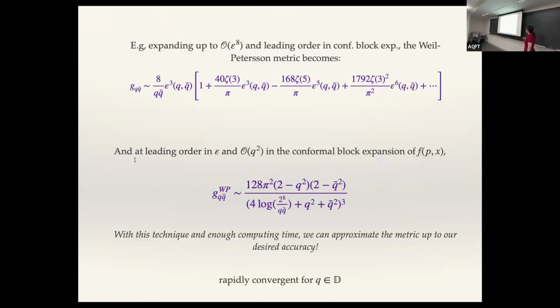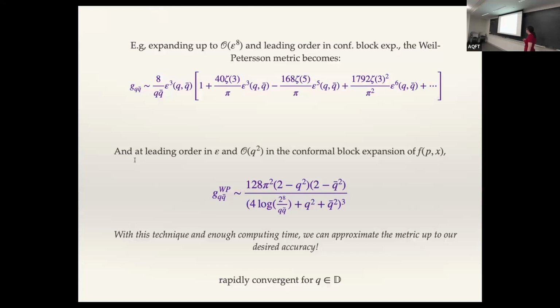And so if we take just the leading order in the conformal block expansion, we get an expansion for the Weil-Petersson metric in terms of this epsilon. And then if we pick the next to leading order expansion in the Q expansion and keep, say, the leading order in epsilon, we get another expression for the metric. And we can sort of do this order by order in both the Q expansion and the expansion in epsilon, in order to get an approximation for the metric in terms of this Q parameter.